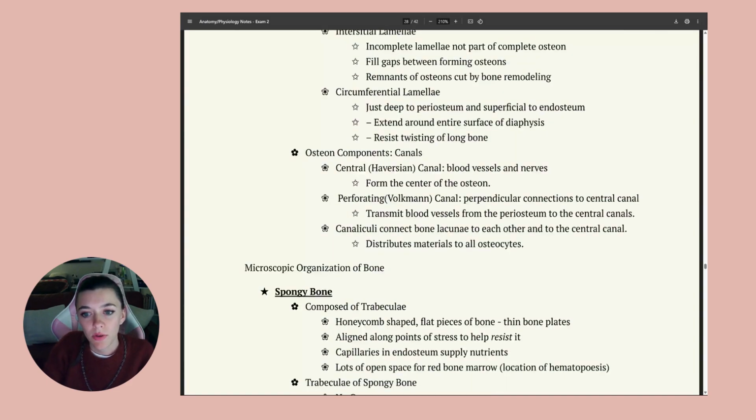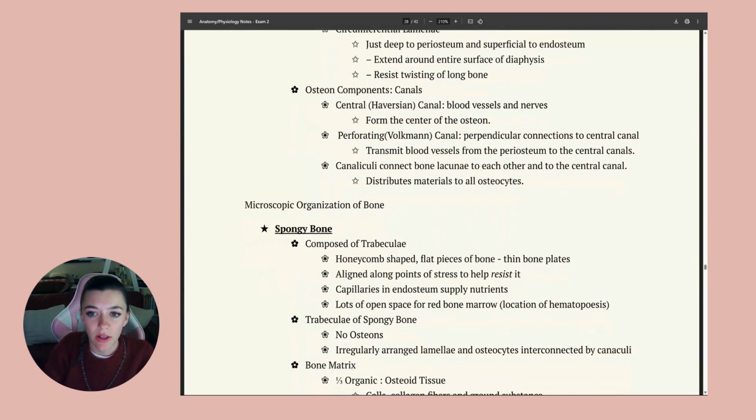And then osteon components, canals. We have the central canal, Haversian. These are your blood vessels and nerves. They form the center of the osteon. We have your perforating canal. These are perpendicular connections to the central canal. These transmit blood vessels from the periosteum to the central canal. And then canaliculi. These connect bone lacunae to each other and to the central canal. This distributes materials to all osteocytes.